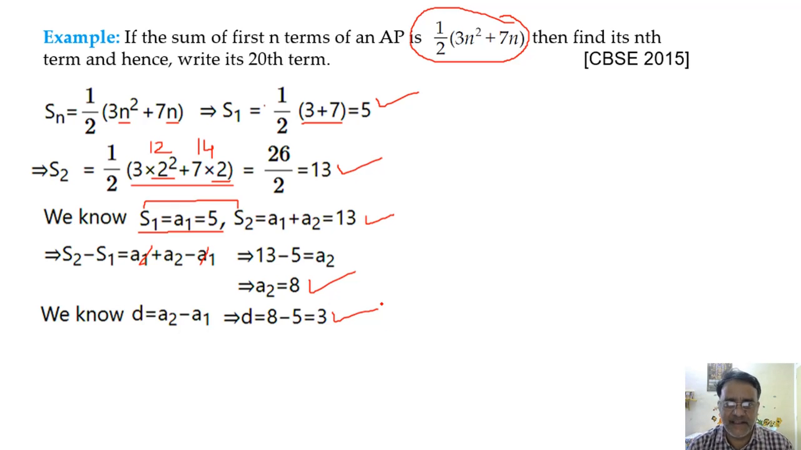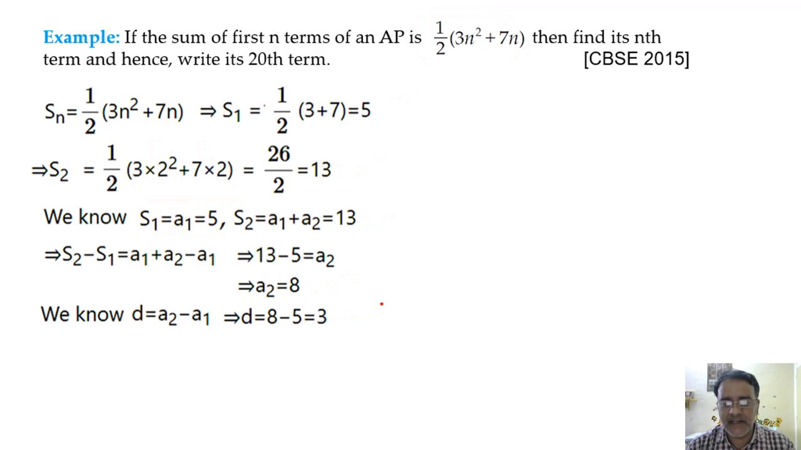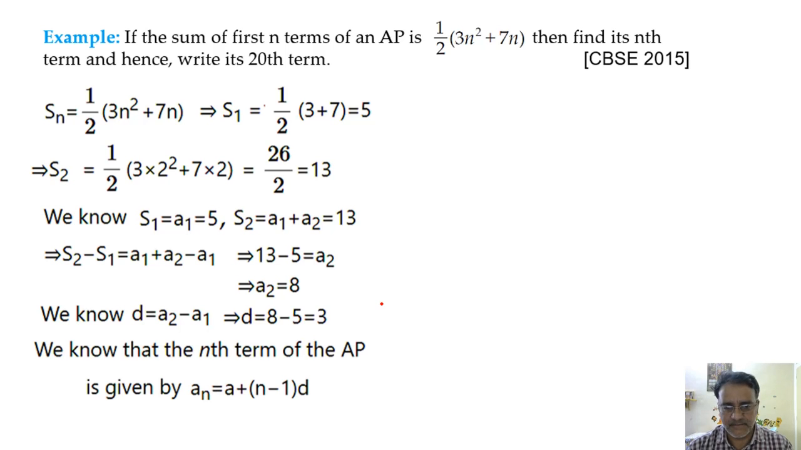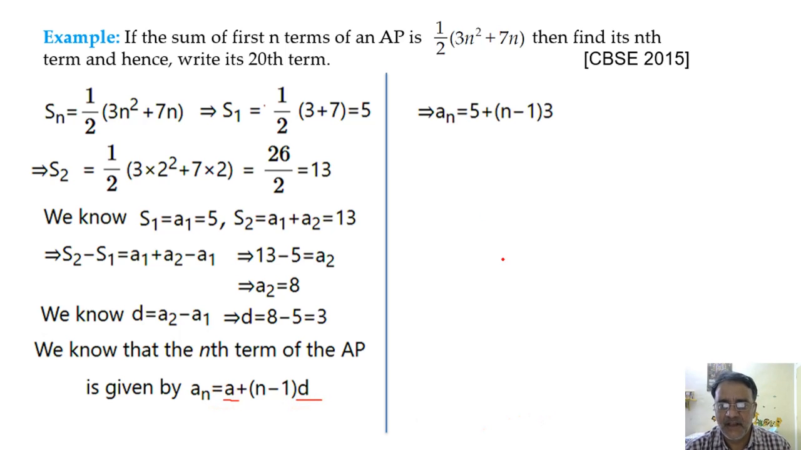Now we have to find the nth term. So for the nth term we will use the nth term formula, that is A plus n minus 1 into D. We'll substitute the values of A and D here. So 5 plus 3n minus 3, we will get finally 2 plus 3n. This is the nth term of the given AP.